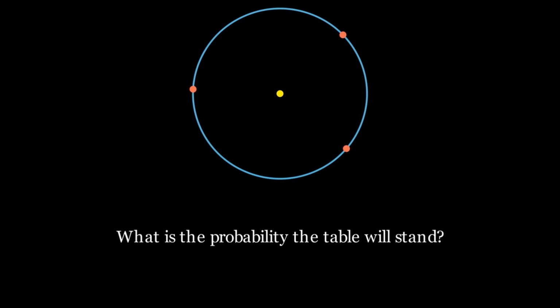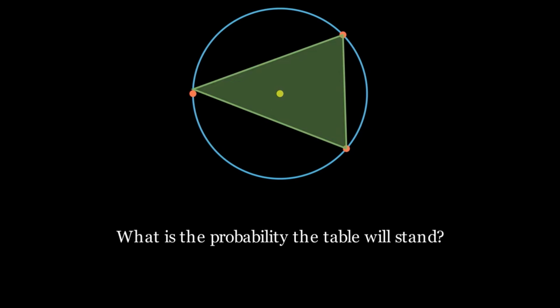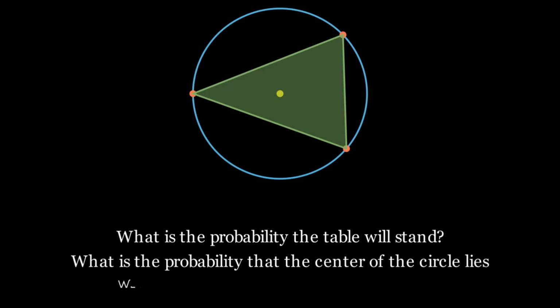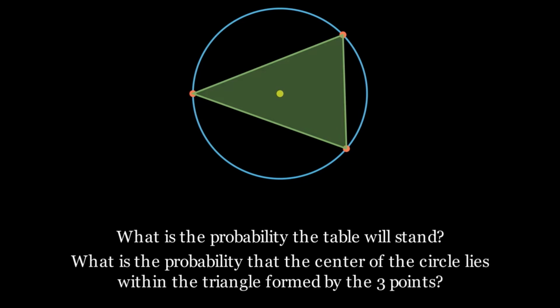Let's look at the problem. Three legs are positioned uniformly and independently on the circumference of a circular table. What is the probability the table will stand? Note that the table will stand when the center of the circular table falls within the triangle formed by its three legs. So the problem can be reframed as, what is the probability that the center of the circle lies within the triangle formed by the 3 points?